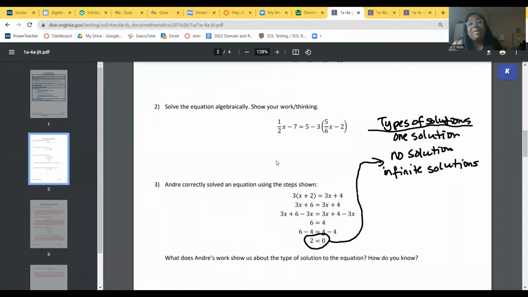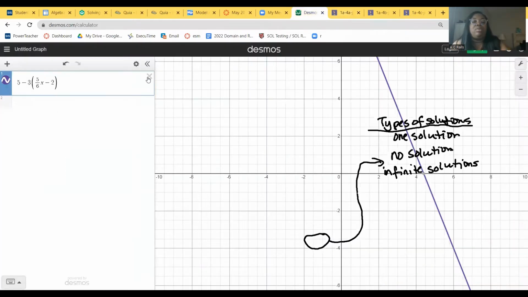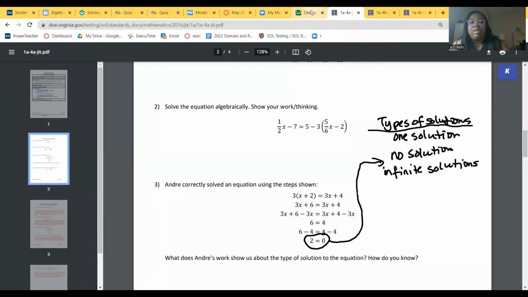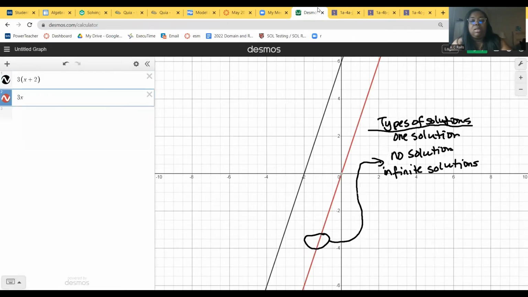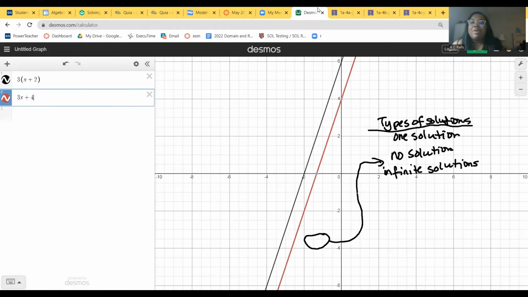Why? Because that's an untrue statement and they would never ever be able to find the X that works. So one of the things you can do, if you had this for Desmos, I'm going to show you what those lines will look like. I wonder if you can guess what those type of lines would be. But let's see. We have 3 parentheses X plus 2. And then we have 3X plus 4.